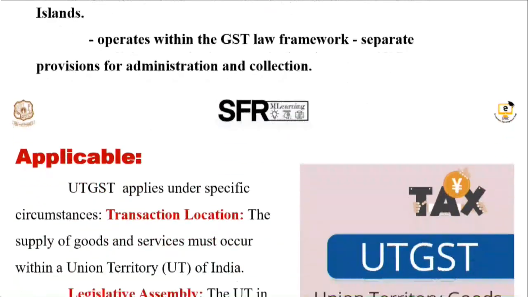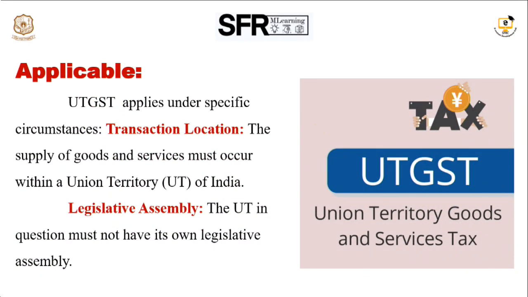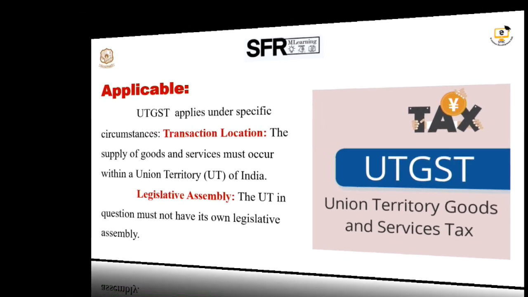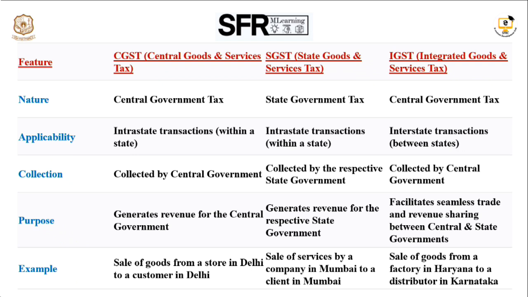Next, let's see the applicability of this UTGST. This is applicable only under specific circumstances. First, the supply of goods and services must occur within the Union Territory of India, and second, the Union Territory in question must not have its own legislative assembly. And next, let's see the differences between CGST, SGST and IGST.